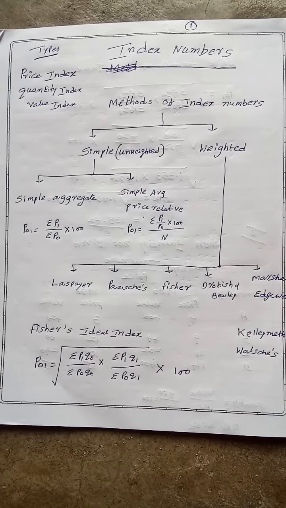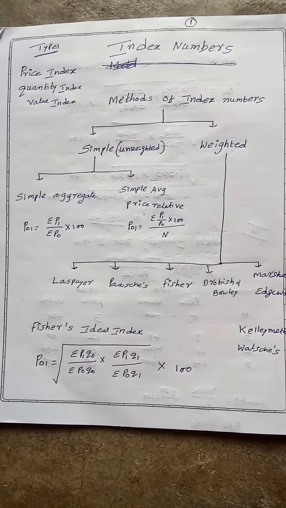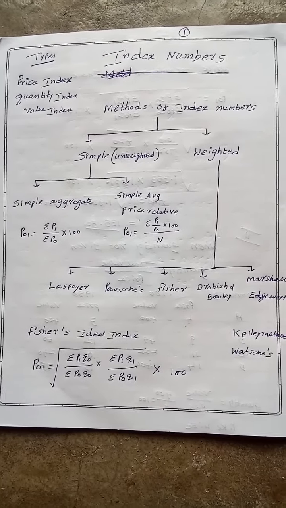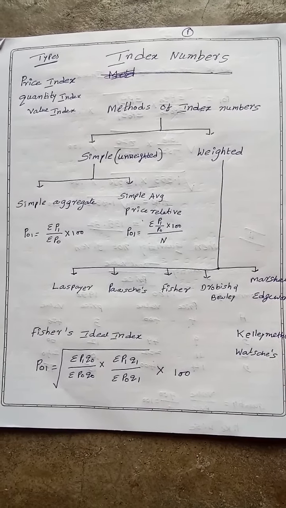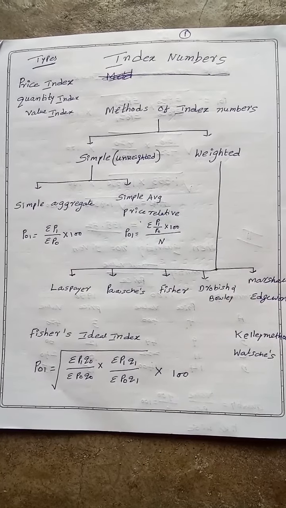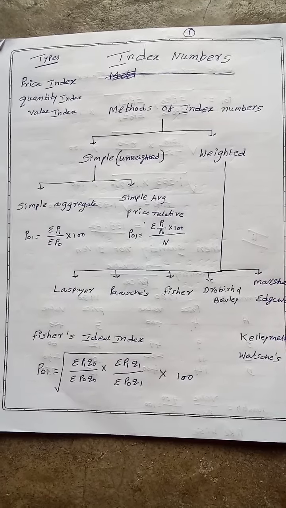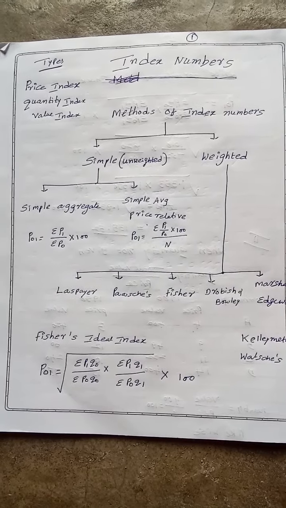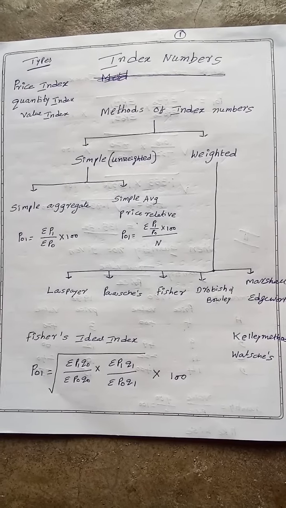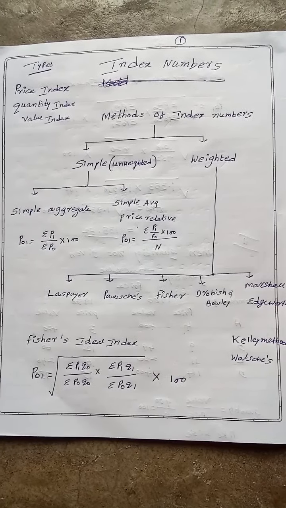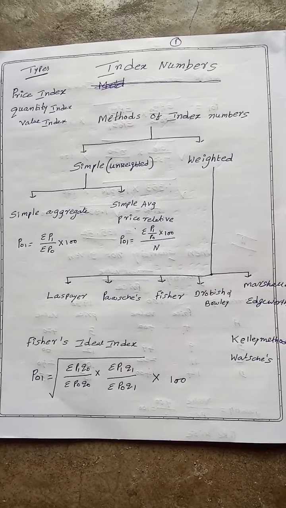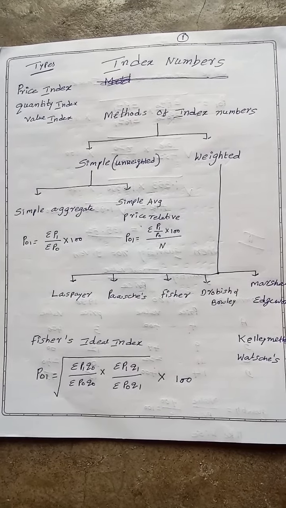Unweighted index numbers are also known as simple index numbers, and the next one is weighted. The difference between unweighted and weighted is that in unweighted index numbers they give only the price, but in case of weighted index numbers they give price and quantity. In unweighted index numbers there are two important methods: the simple aggregate method and the simple average of price relatives method. Here the formulas are also being given.